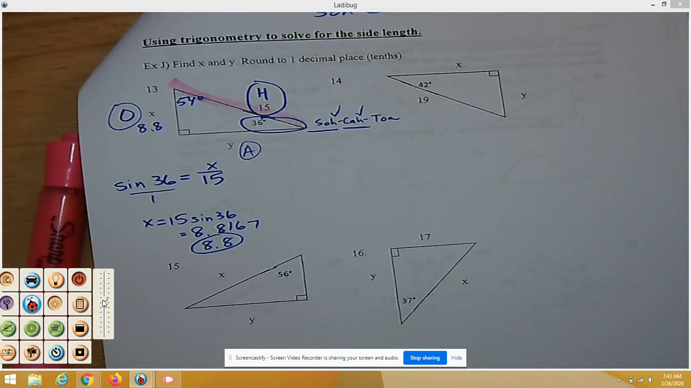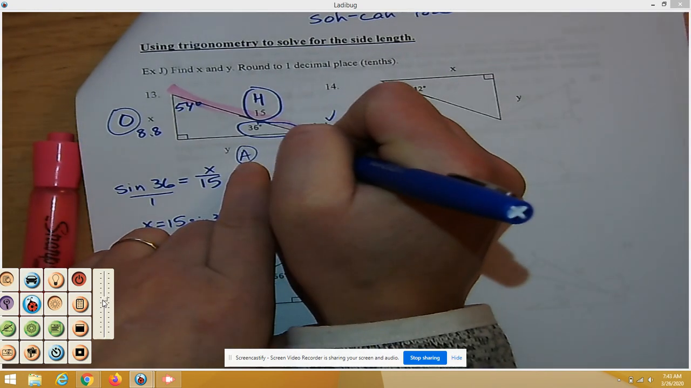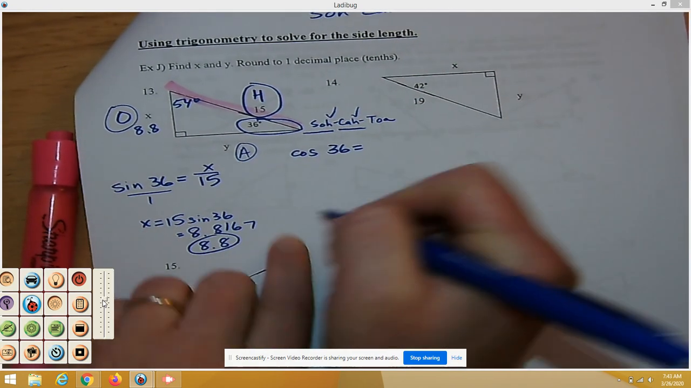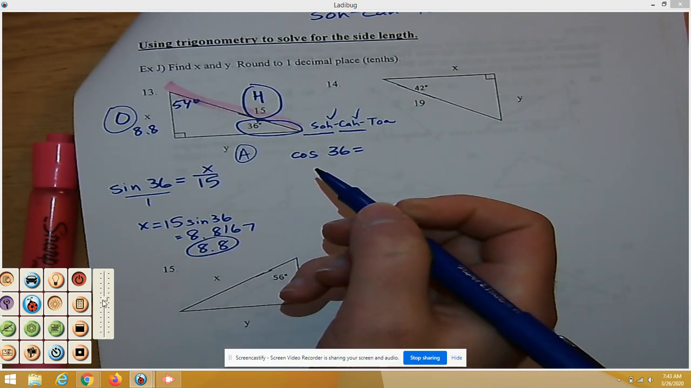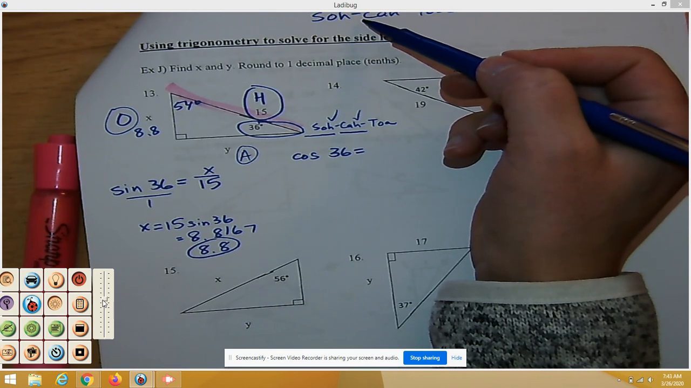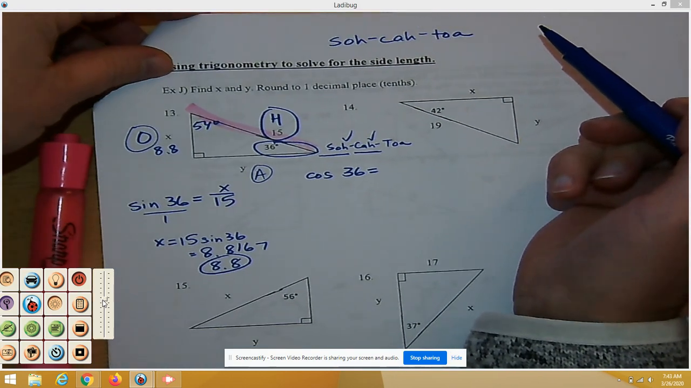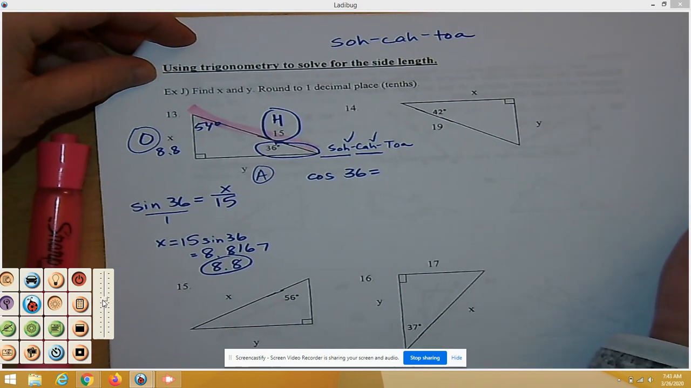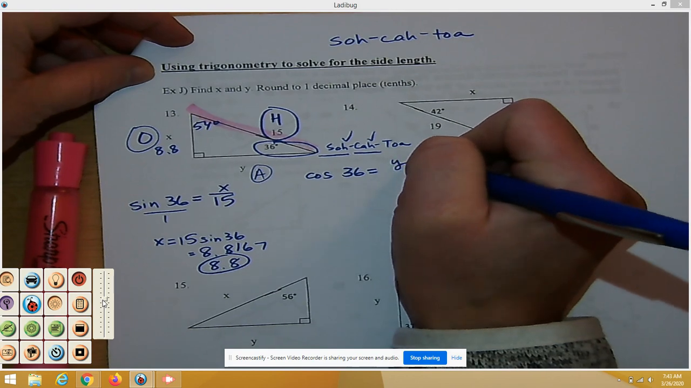I also said that we were going to do the cosine. So now we're going to do the cosine of 36. And I'm going to write this up high because I want to use a little bit extra workspace. So the cosine of 36 equals the ratio of the adjacent side to the hypotenuse. Cosine of the angle is the ratio of the adjacent side to the hypotenuse. This is why it'll help you if you memorize those and keep reciting them. You'll get them down better. So the cosine of 36 is the ratio of y over 15.